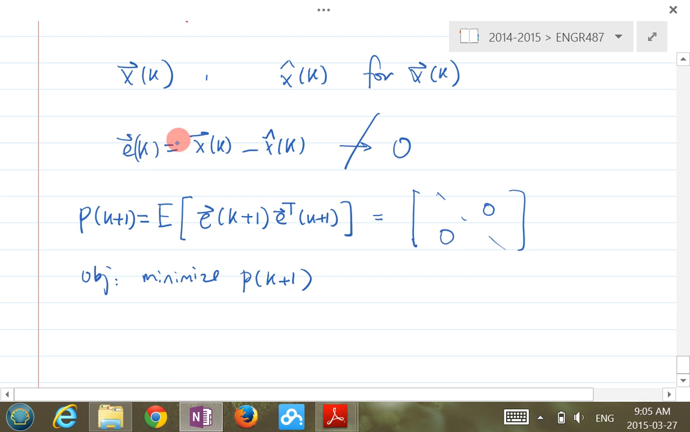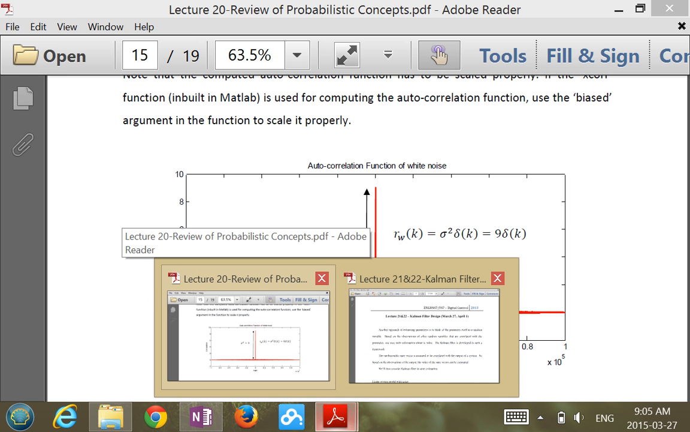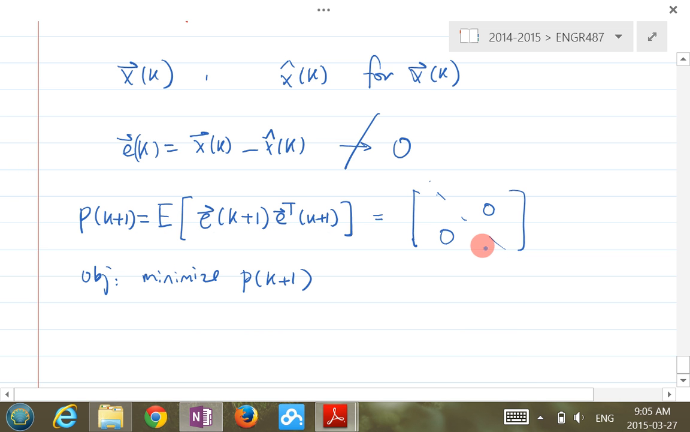That makes sense, right? E1 of k represents the error of the first state estimation, and E2 represents the error of the second state estimation. So the diagonal elements are the variances of the estimation errors. If you can minimize these, then you're minimizing the estimation error. This thing is trying to follow a random or stochastic process. So, here's the thing: ideally there's always noise, right?